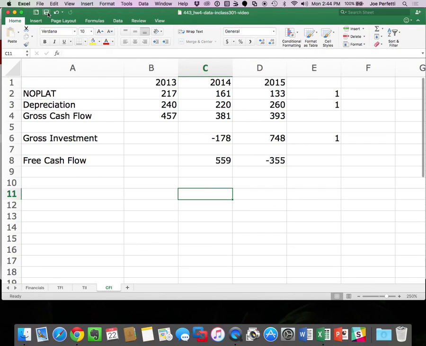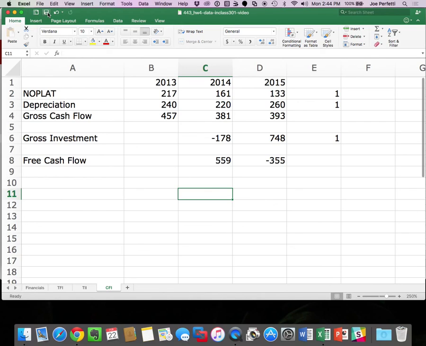Look at our free cash flow. Our free cash flow is higher than our gross cash flow. So it means we disinvested in the balance sheet. So when our gross investment is negative, it means we actually took money out of the assets, took money out of the capital of the business. We freed up cash. Versus 2015, 748, we put cash back into the balance sheet. We put cash back into the business. Right? So one of the things gross investment can tell us is, like I said, we had some disinvestment in 2014. Now, the challenge is we don't know what that disinvestment was. We do know there was disinvestment.